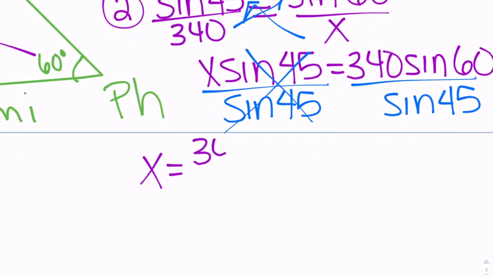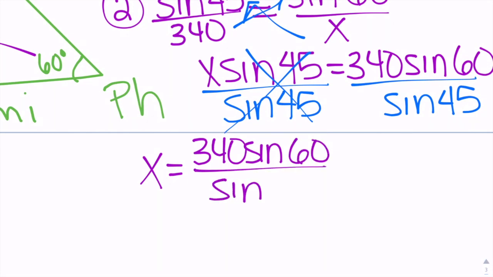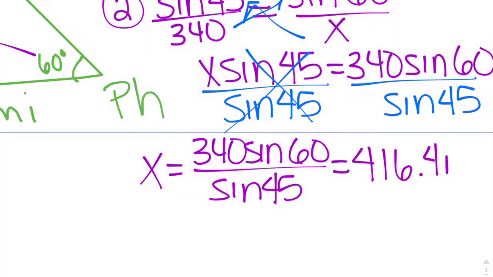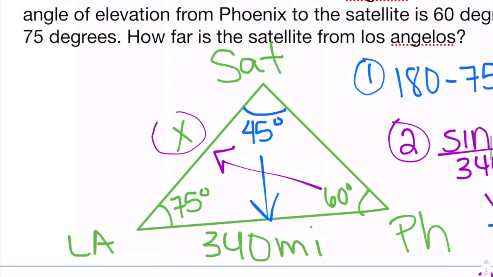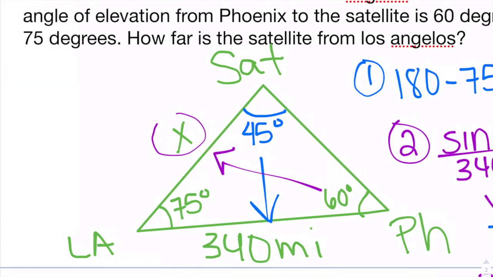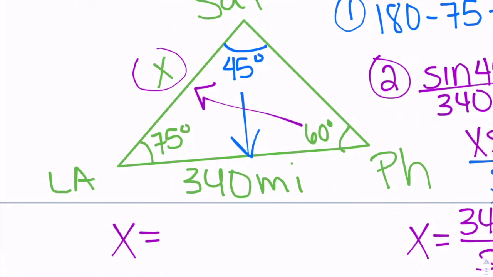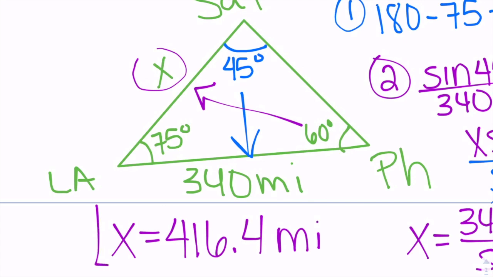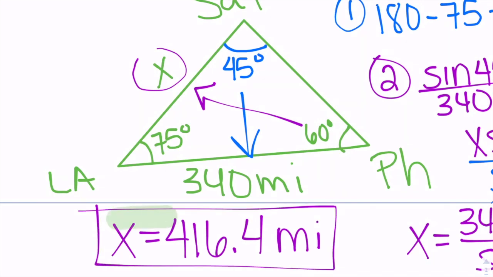And so that tells us that x is equal to 340 times the sine of 60 divided by the sine of 45. You want to go ahead and put that right into your calculator, and you're going to find that it's approximately 416.4, and remember this is in miles. So now we can say, all right, x is equal to 416.4 miles is our final answer.